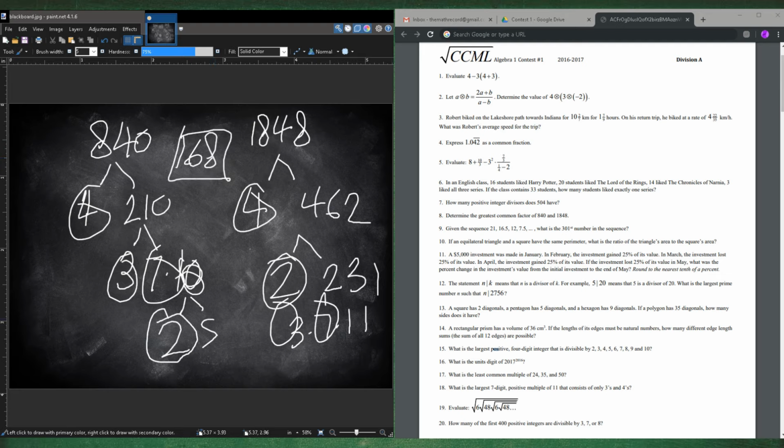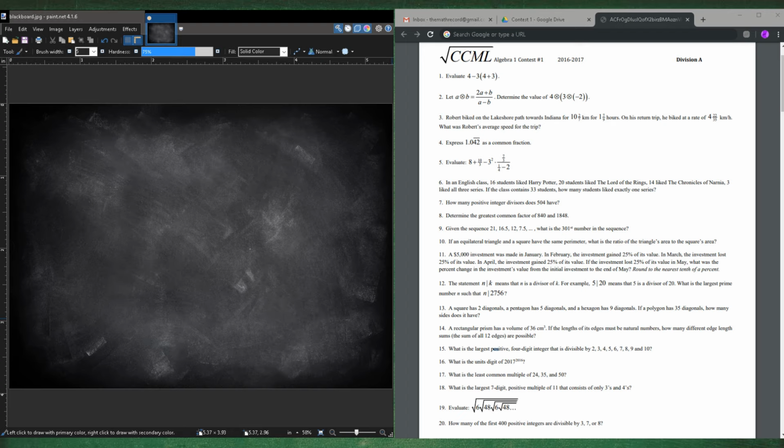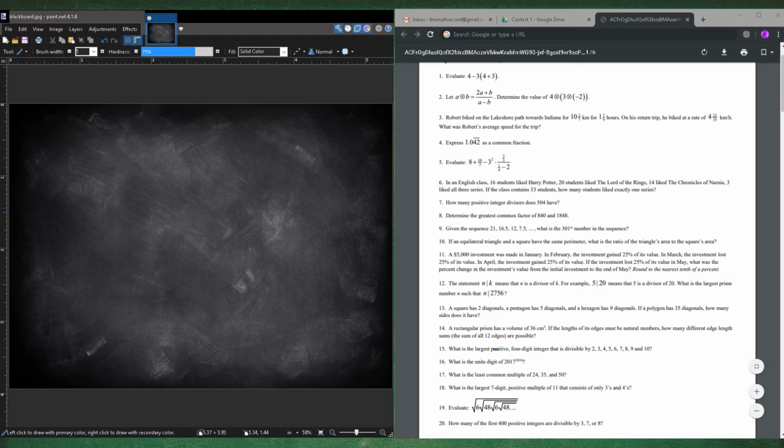Or you could just use your calculator, and your calculator probably has a factor section, or you could download a program for that. That works too. Number 9. Given the sequence 21, 16.5, 12, 7.5, what is the 301st number in this sequence?